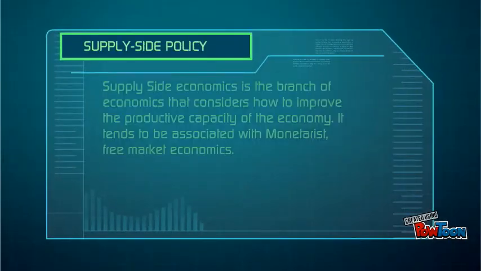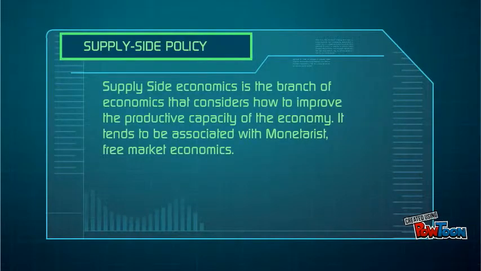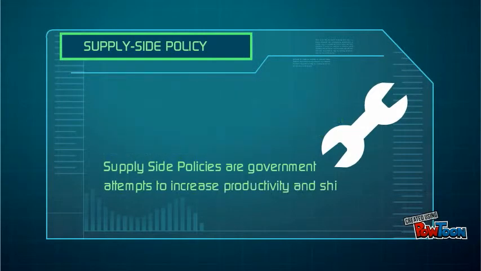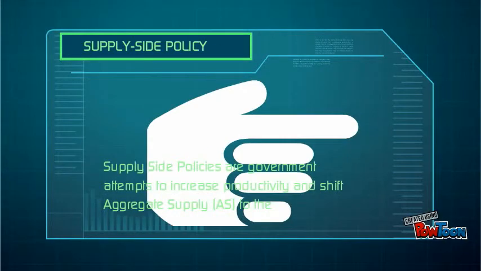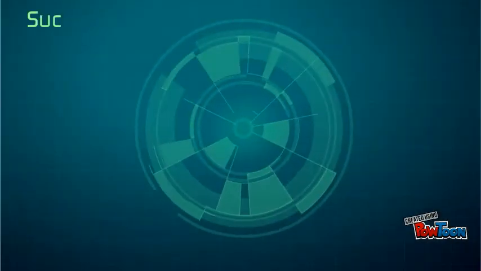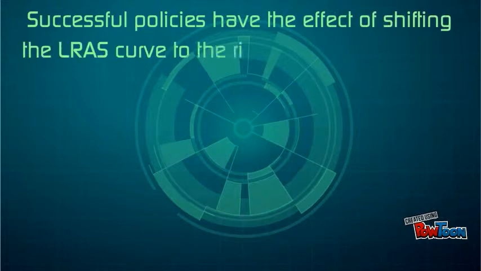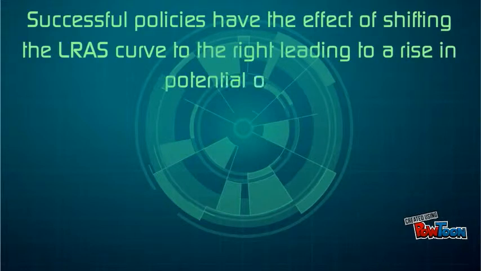Supply-side economics is the branch of economics that considers how to improve the productive capacity of the economy. It tends to be associated with monetarist free market economies. Supply-side attempts to increase productivity and shift aggregate supply to the right. Successful policies have the effects of shifting the long-run AS curve to the right, leading to a rise in potential output.